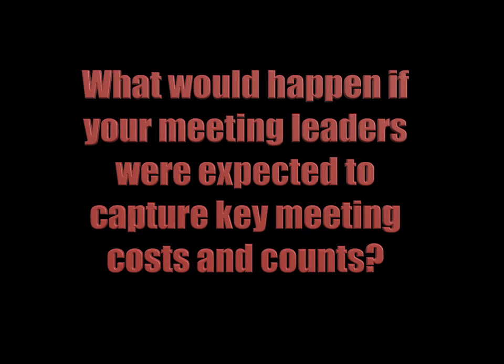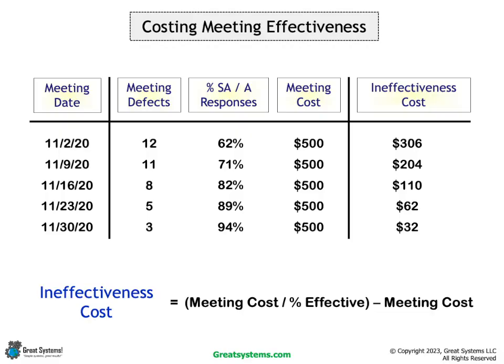And then they always had the same number of people in the meeting and they met for the same amount of time. So the meeting cost was $500 per meeting. When you multiply that meeting cost times the percentage of people that did not have a positive response, you get the ineffectiveness cost or the waste cost. And that's what's shown there by the formula.